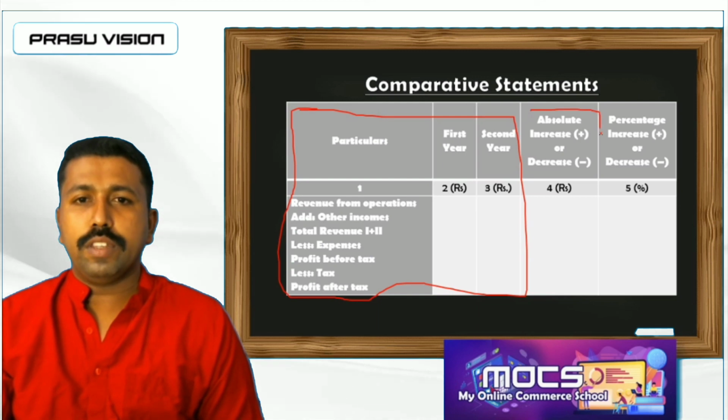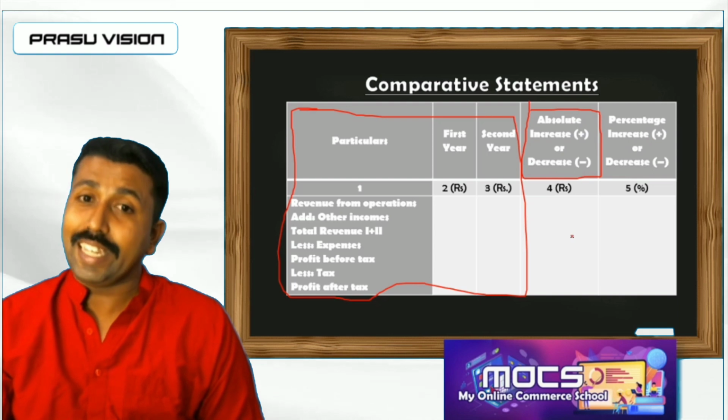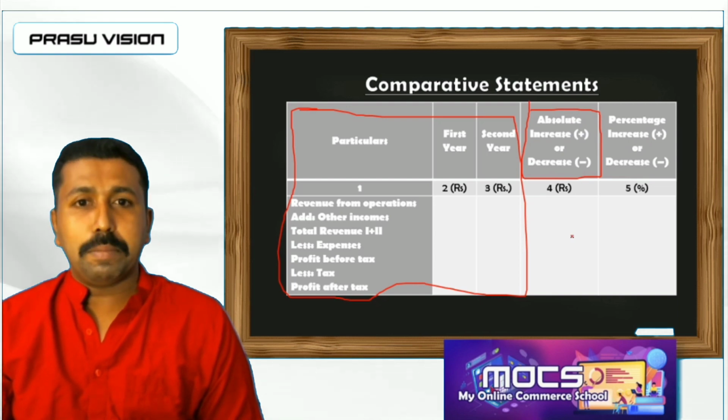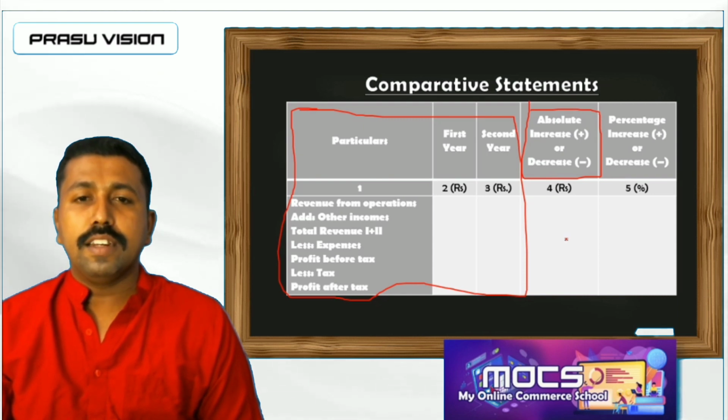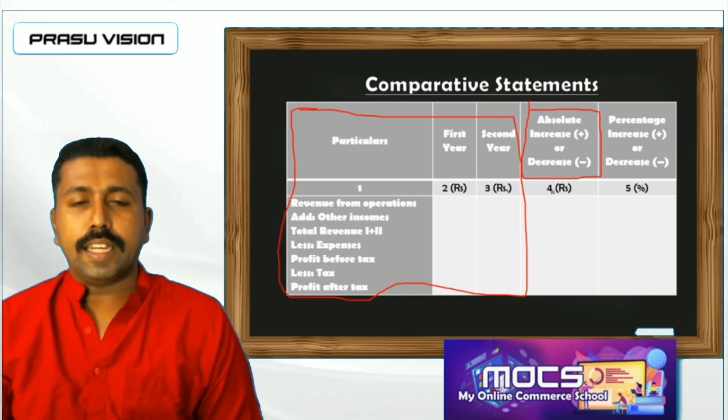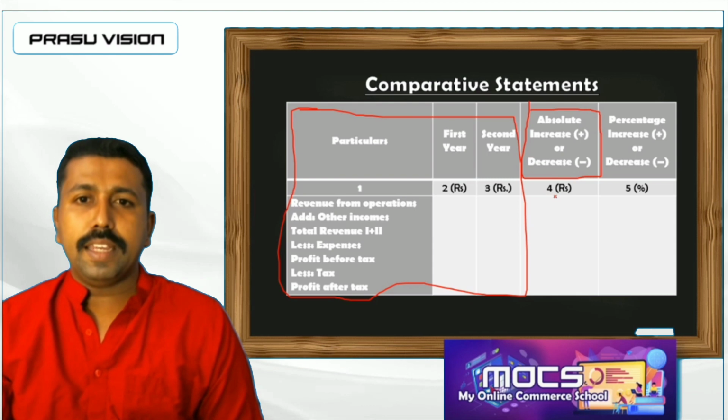What do we have to do next? We have to find out the absolute increase or decrease, that is, absolute change. How can we find out the absolute change? Current year value minus previous year value. And the percentage change, the percentage increase or decrease, is calculated by dividing the absolute change by the previous year value and multiplying by 100.